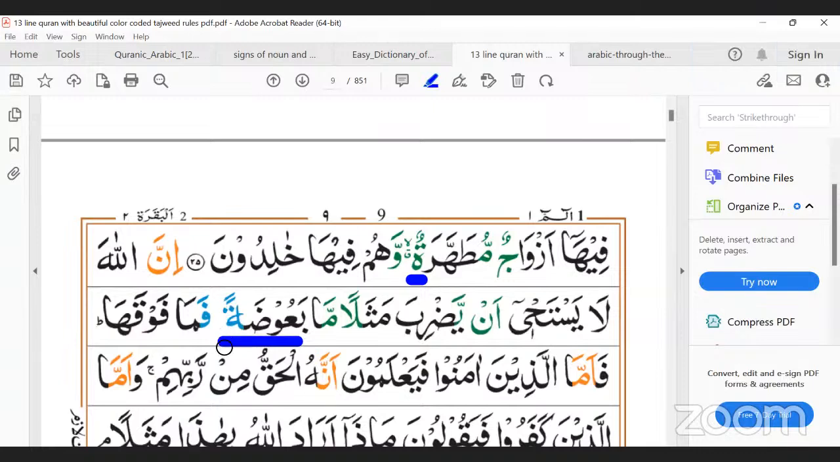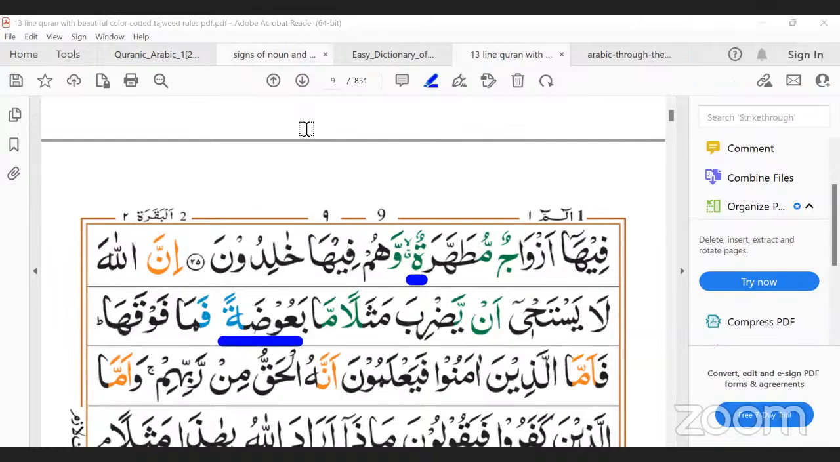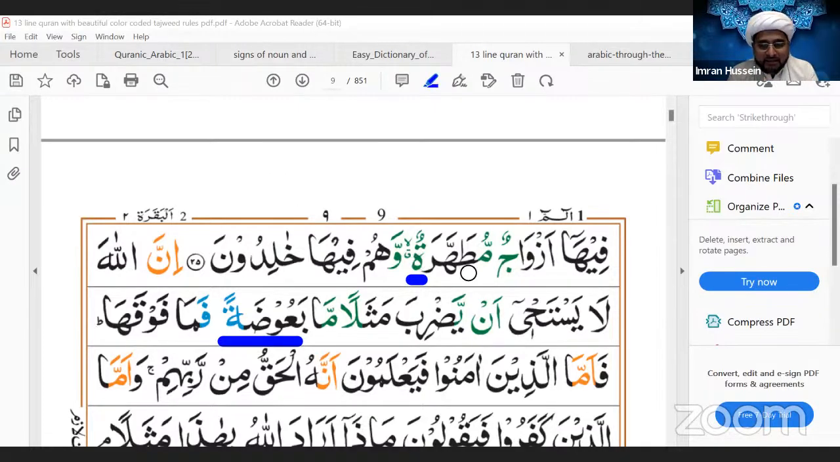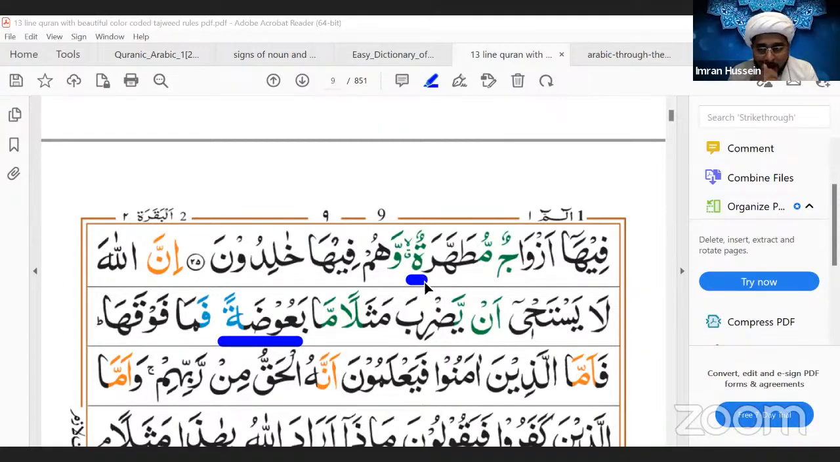Is mutahharatun the adjective for azwaj? Have you studied the Arabic language? No, this is the first time. So what type of spouses are they? Mutahharatun. Correct. It's an adjective. So inshallah, I will explain how adjectives come in the Arabic language.